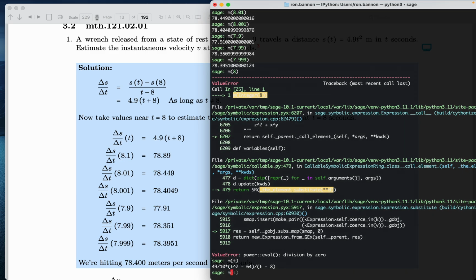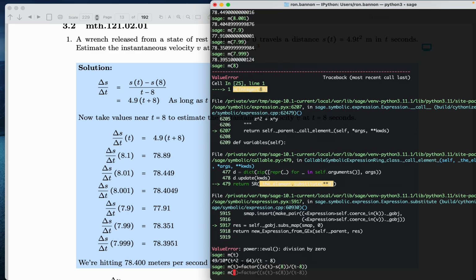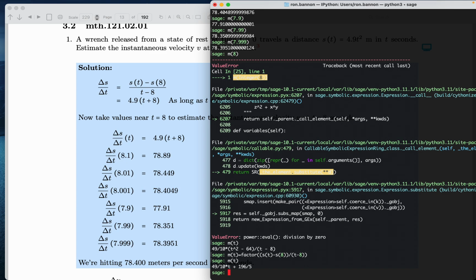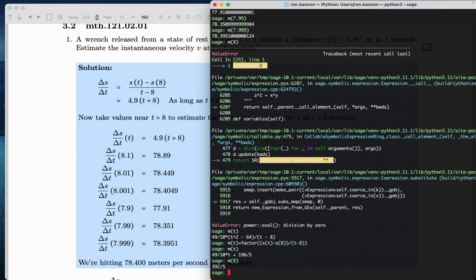However, if we were to simplify that, I'm going to do that now. Well, you know what? I'm going to say m of t is the simplified form of that. So I'm going to simplify it. And let's just do that now. I think we said factor, right? Remember that? Let me display m of t now. And we get this over here. And what I'm going to do, I'm going to evaluate it at 8 now. What do we get? 392 over 5.